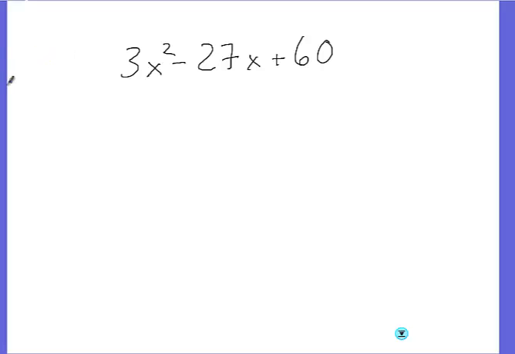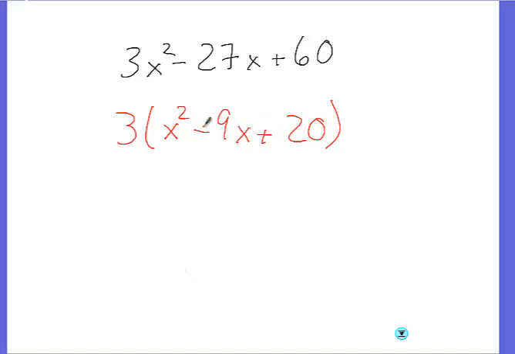All right, so you look here and we have 3x squared minus 27x plus 60. You're going to say, hey, Mr. Flores, you told us this is only when the a, or the leading coefficient, is a 1. Okay, and that's true. I did tell you that. But if we notice, we can pull out a GCF between 3, negative 27, and 60. Well, that GCF is a 3. So when you factor out a 3, you get x squared minus 9x plus 20.